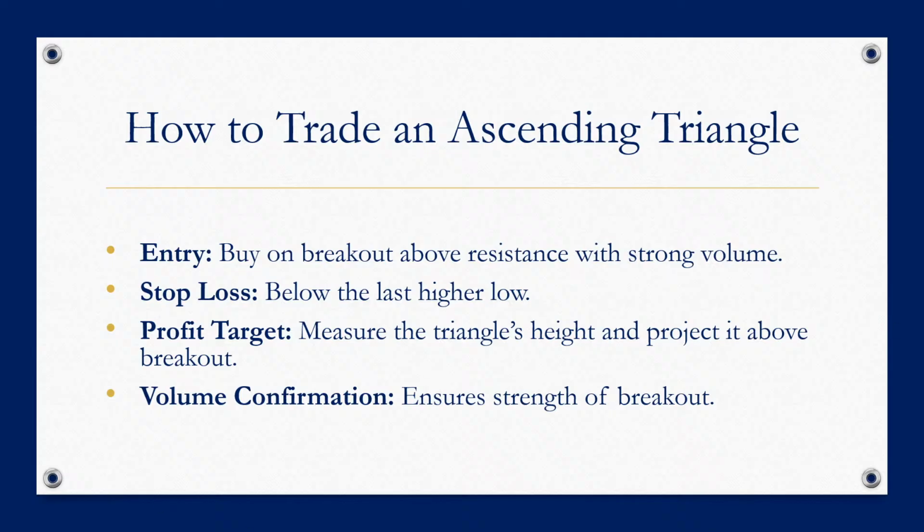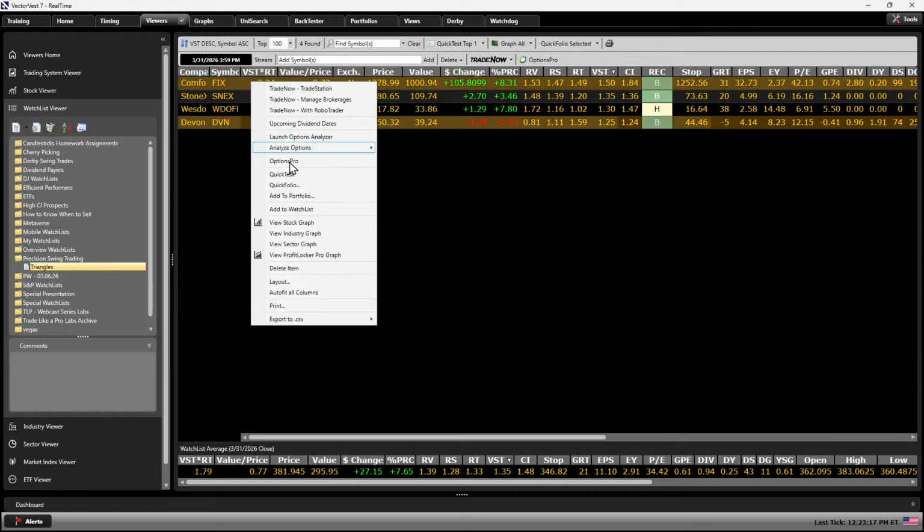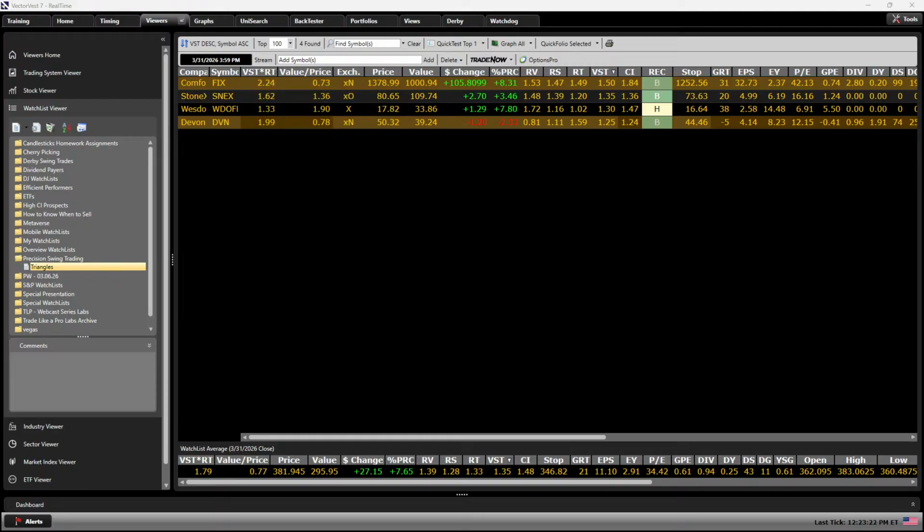All right, let's hop in. I'll show you guys a couple of examples. DVN and FIX. Let's take a look at two of these. Let me set up the chart. Give me a second here, guys.